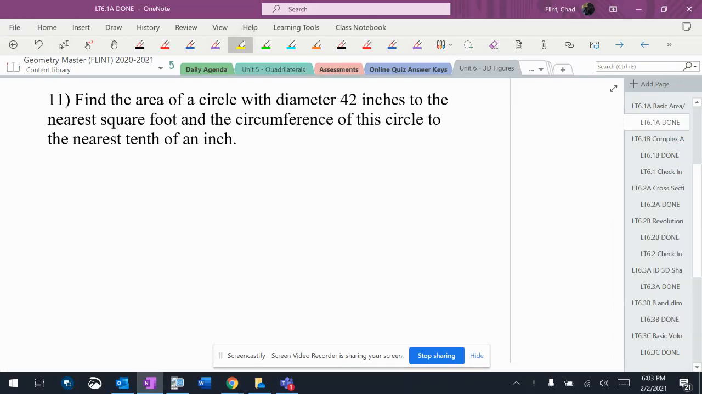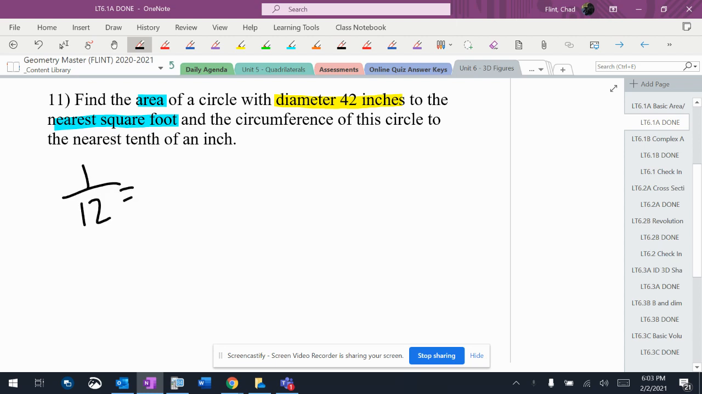So we have a circle with a diameter of 42 inches, and it says find the area to the nearest square foot and the circumference to the nearest tenth of an inch. So now you've really got to read this stuff. So area nearest square foot. That means I can't use 42 inches. I have to turn that into feet.